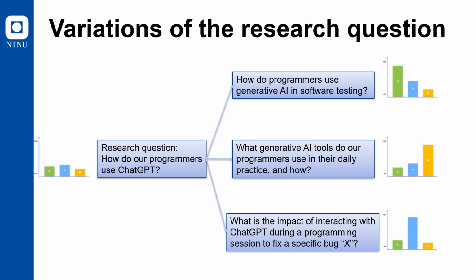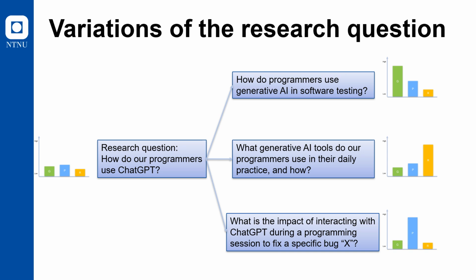The topmost version puts a high value on generalizability. Here you are interested in how programmers in general use generative AI in software testing. The second one puts maximum emphasis on realism. Here you have limited the actors to the programmers in your IT department, but have opened to several types of generative AI tools. You have also added the phrase daily practices, which emphasizes a realistic context.